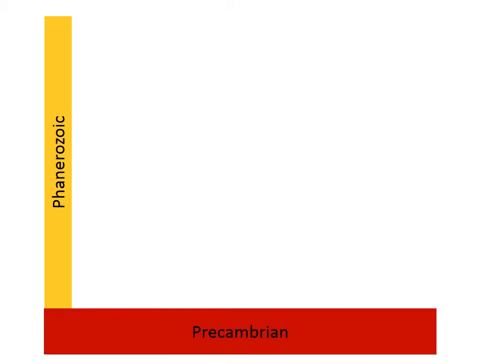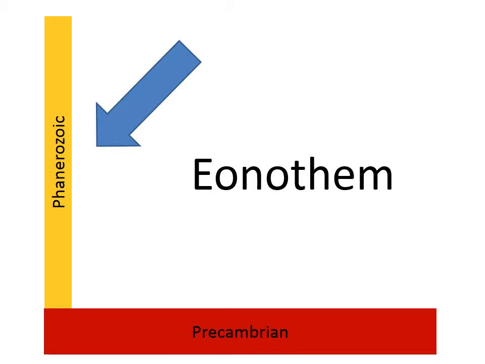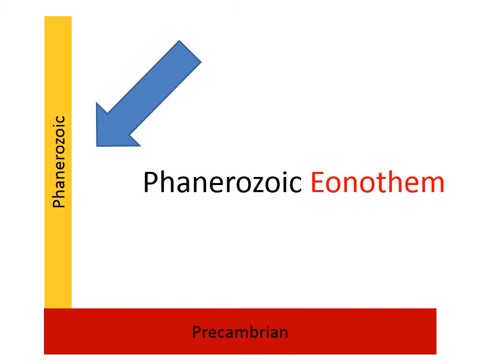You already learned that the Phanerozoic is the name for all the layers above the Precambrian. The unit we use to describe this interval of the geologic column is Eonothem. So this interval is called the Phanerozoic Eonothem.